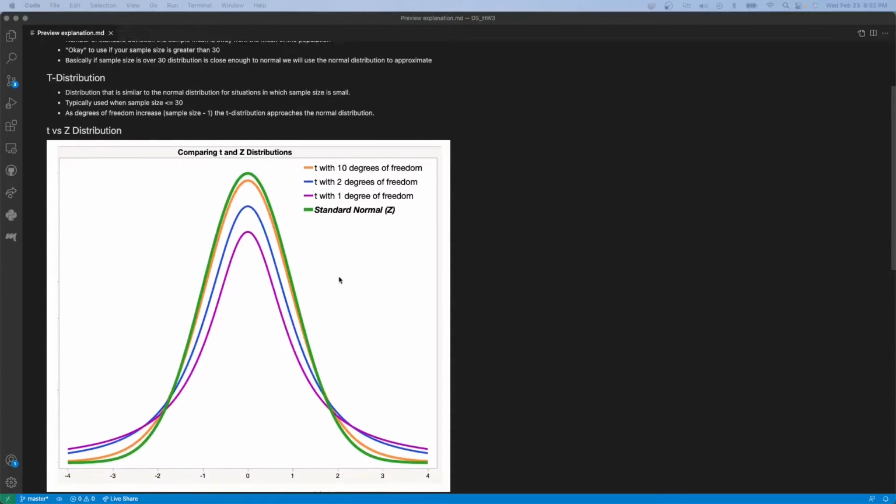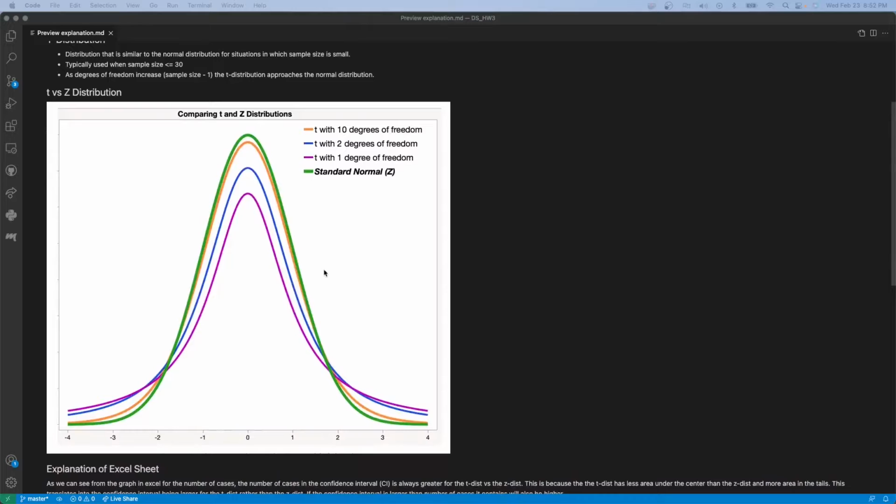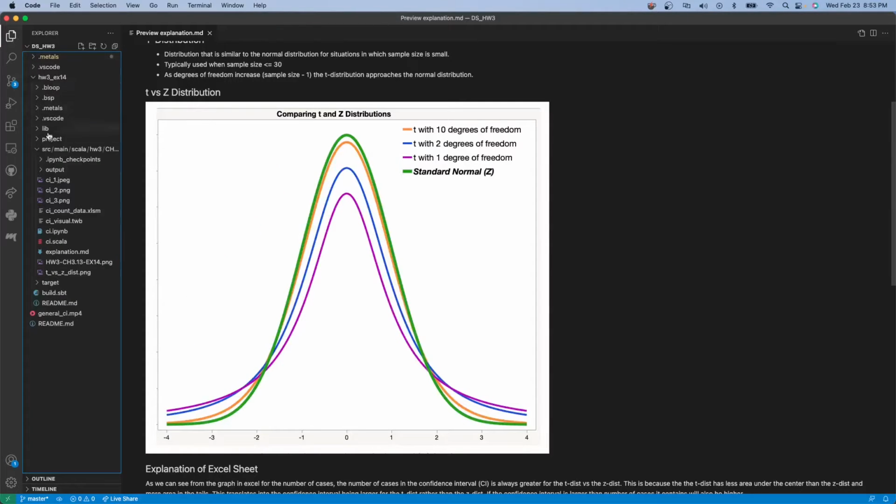So we'll see why this is important when we actually go into the example and see what the differences really are. But the t-distribution is a way to work with small sample sizes, and the normal distribution is used when we have large sample sizes, because the t-distribution will be approximately equal to the normal distribution. All right, so let's hop into the actual code.